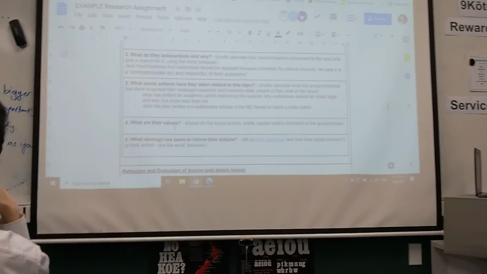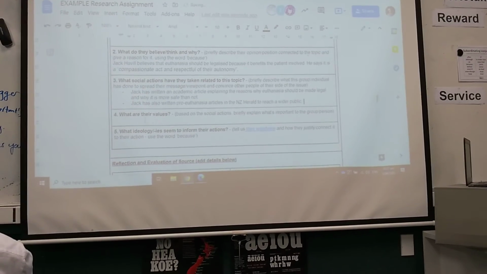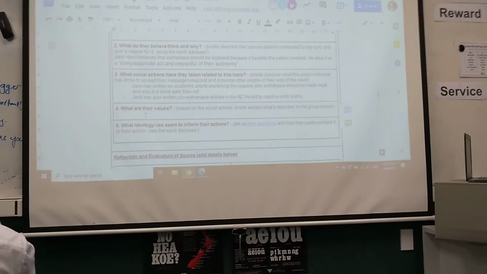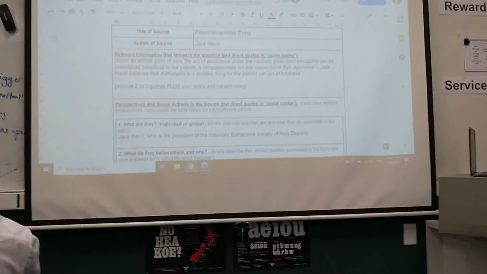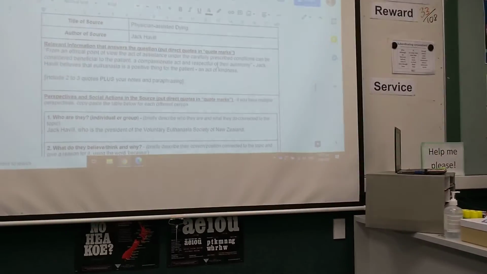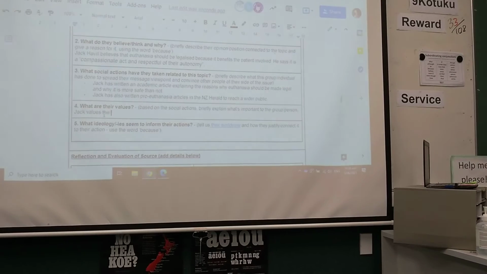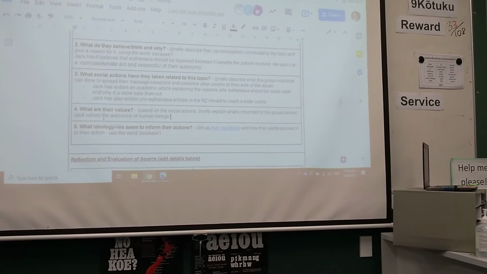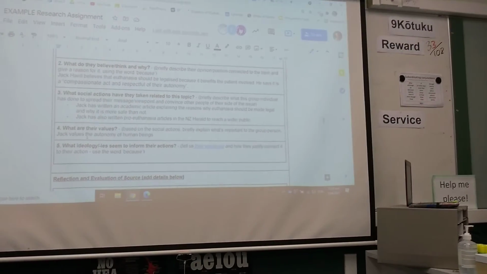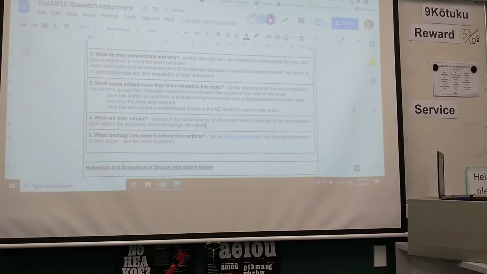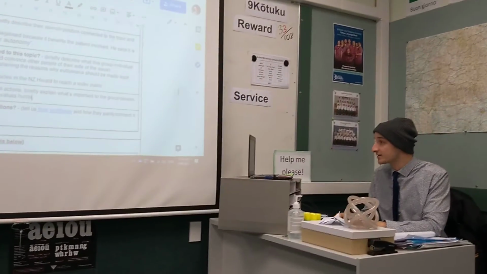Now, their values. Based on their social actions, briefly explain what's important to the group or person. So when you think about values, what do you think is important to this guy? I'm just going off this one quote: it's beneficial to the patient, a compassionate act and respectful of their autonomy. So in my mind, he definitely values the autonomy of human beings, people being able to make their own decisions and be independent. That's something he values. What else do you think he values? Human rights. He also values human rights.